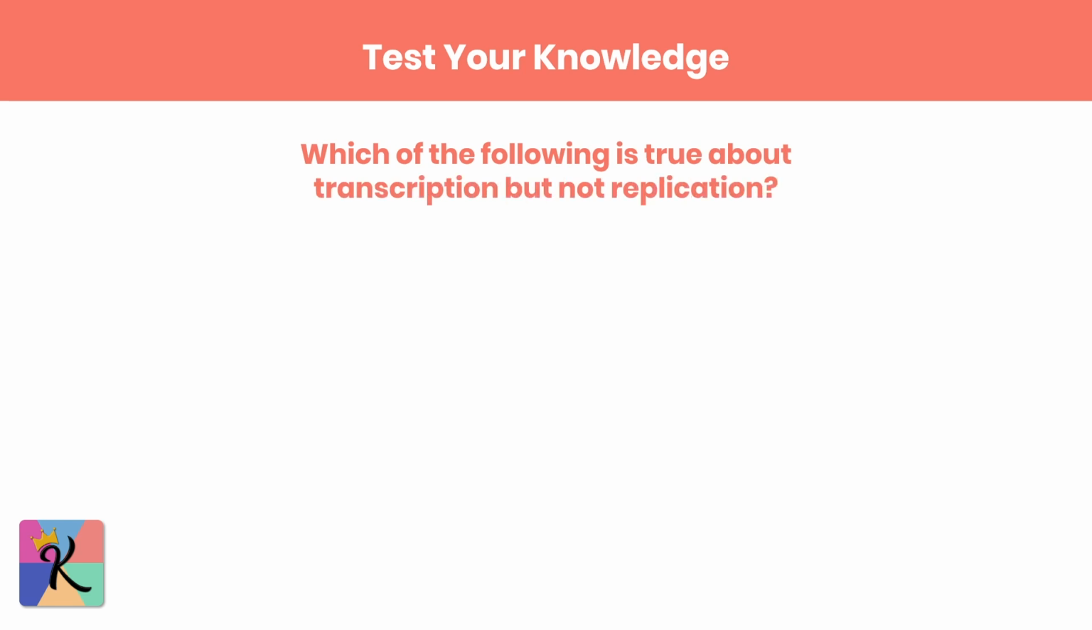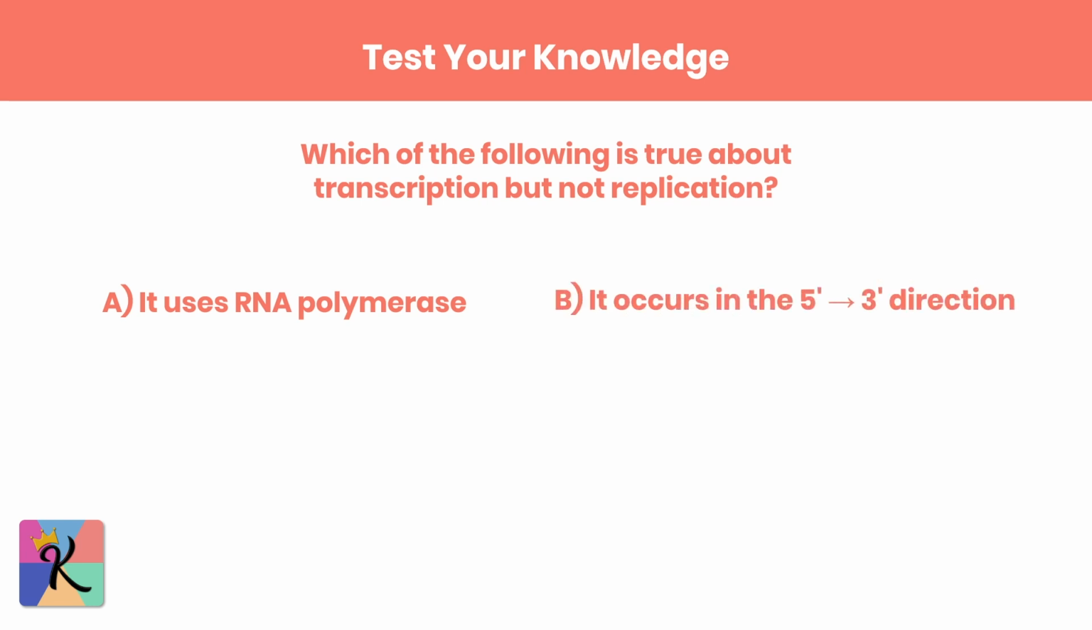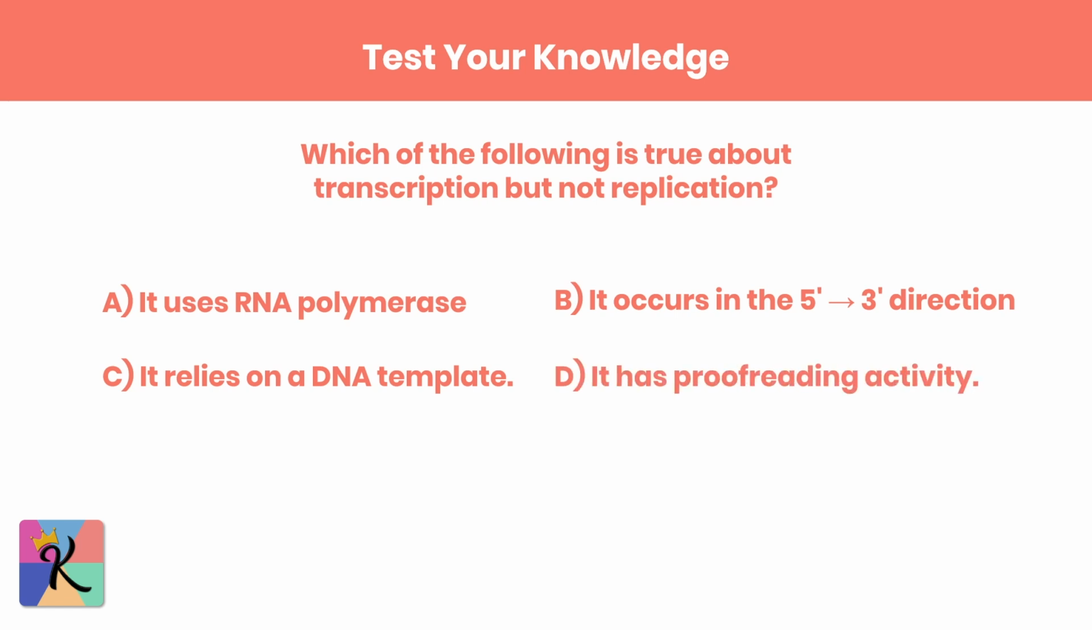Test your knowledge. Which of the following is true about transcription, but not replication? A. It uses RNA polymerase. B. It occurs in the 5'-3' direction. C. It relies on a DNA template. D. It has proofreading activity. Pause here to think about your answer.